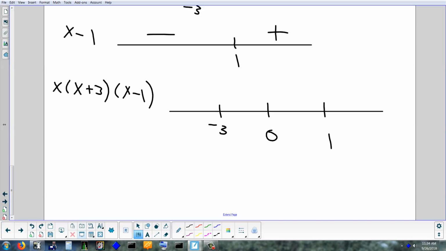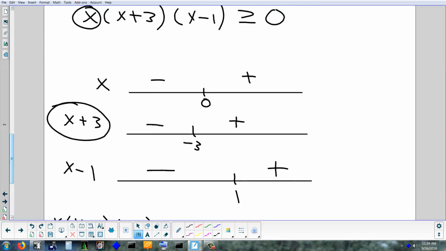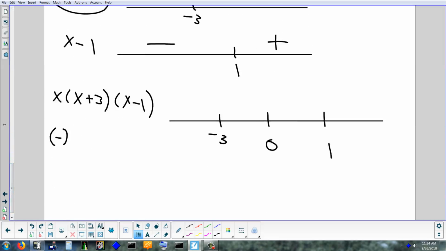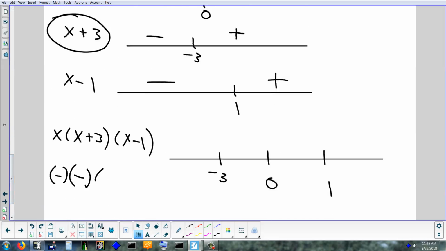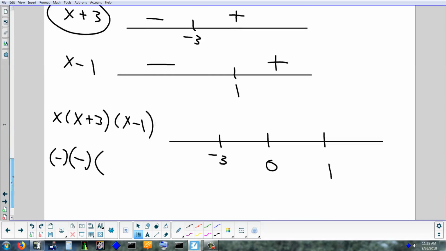So less than -3. How about Joe? If I pick numbers that are less than -3 on the first number line, what section am I in? Negative. Yep. What if I pick numbers on the second number line, less than -3? Negative. And on the third number line, less than -3? Negative. So I end up with a negative times a negative times a negative. That's a negative. So the next section should be positive.